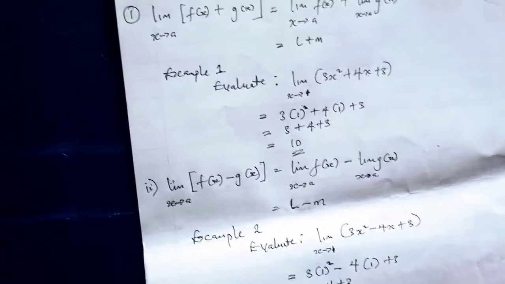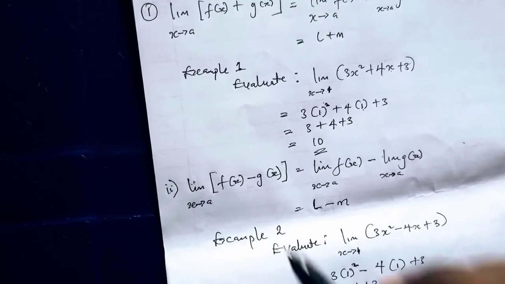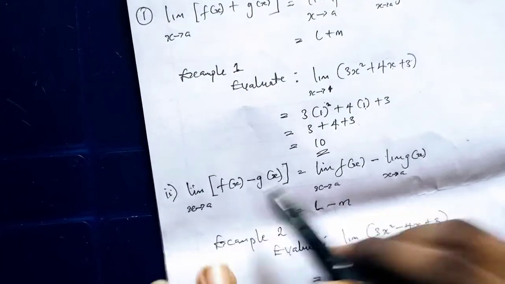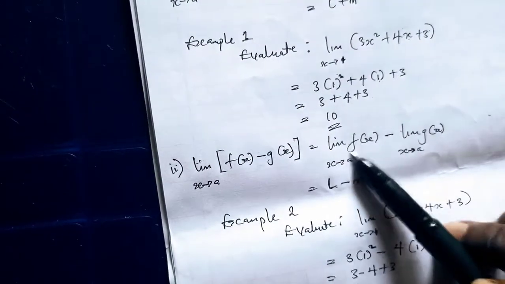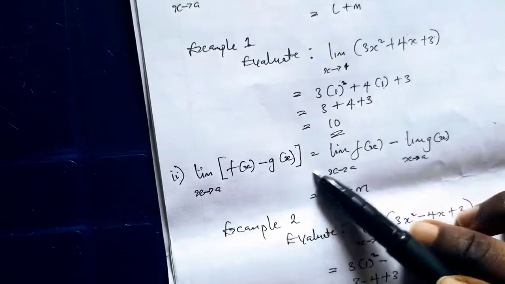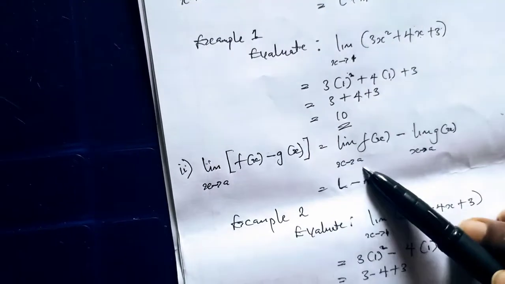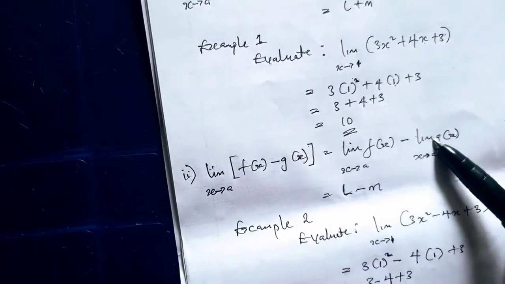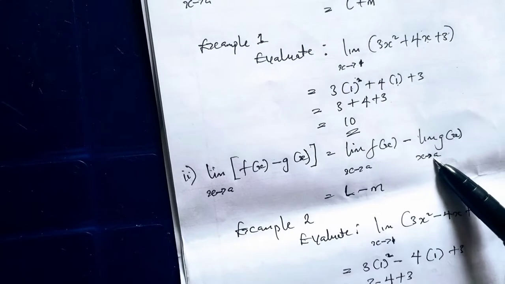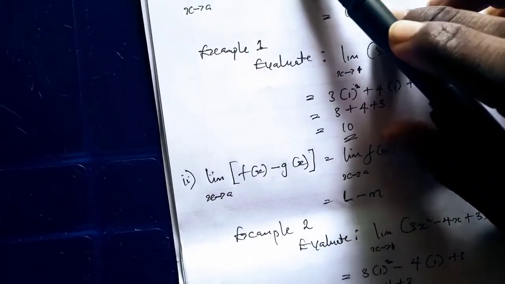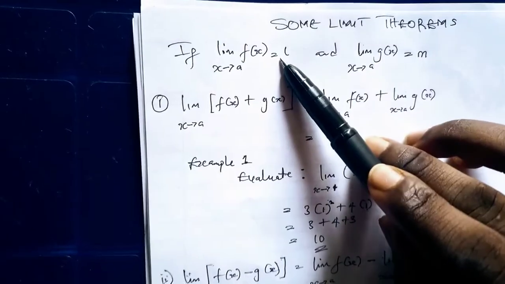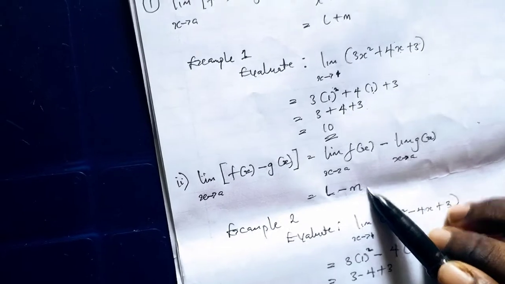Now that's as simple as it is. What if it is a negative? It's still the same step. You take the limit. It's the same thing as taking the limit of f of x as x approaches a minus the limit of g of x as x approaches a, where this limit up here is L. So it will be given as L minus M.